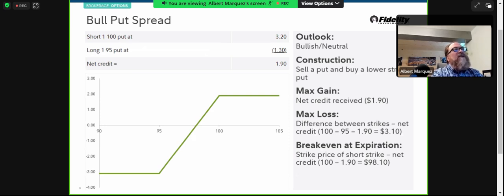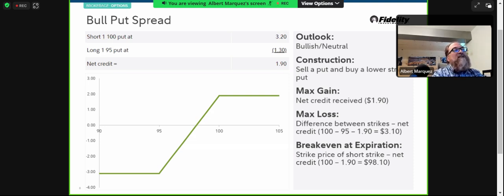Again, these are credit spreads. Our outlook here, if we're looking at a bull put spread, we're selling one 100 put at 3.20. We're long one of the 95 puts at 1.30 for a net credit of $1.90. Keeping in mind that these are credit spreads, we're selling the spread. A bull put spread simply means we're selling a put spread, but we are certainly looking for things to move up from where we are.